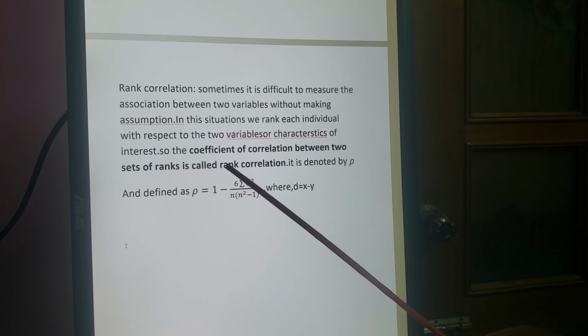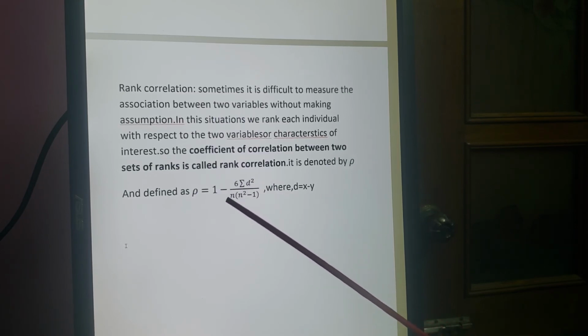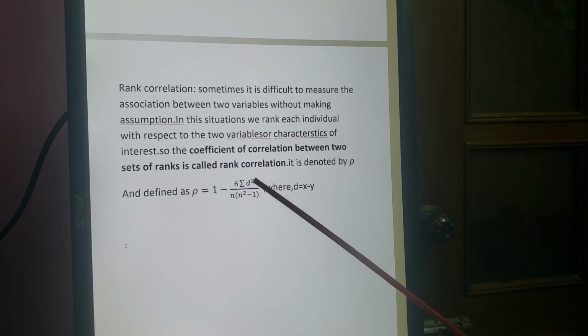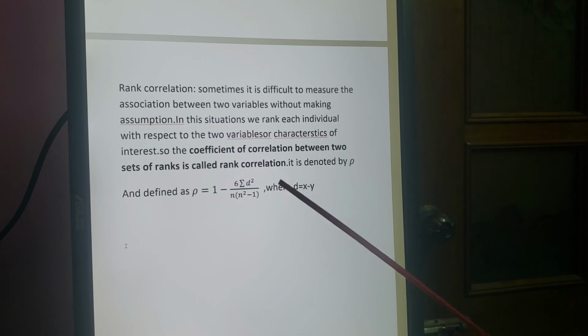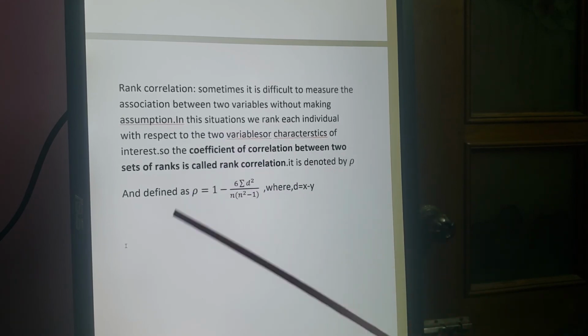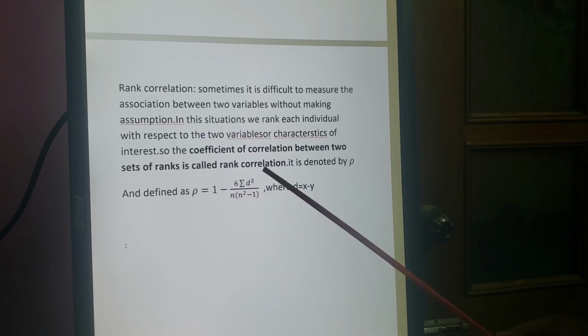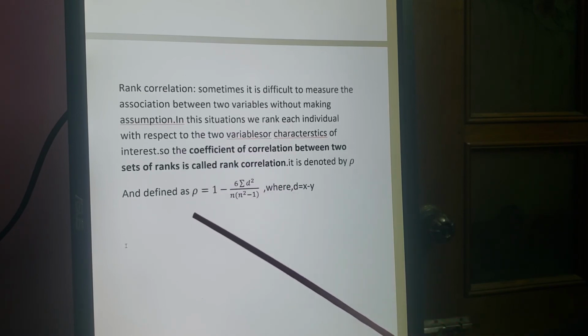Rho is the rank correlation, defined as rho equal to 1 minus 6 summation d square divided by n into n square minus 1, where d equal to x minus y. So this is the formula of rank correlation, and this is very easy to find out the rank correlation.